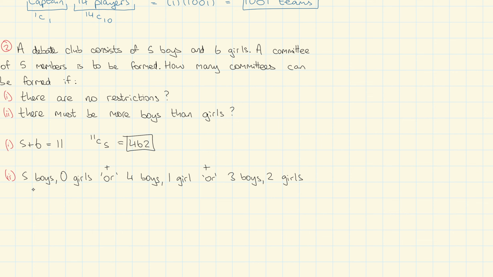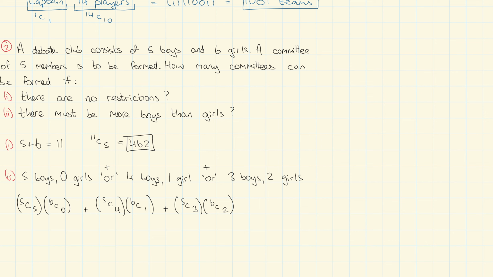So if we have 5 boys, in total we have 5 boys, so it'll be 5 choose 5. And then for 0 girls, there's 6 girls and we're choosing 0. Plus 5 boys, we choose 4 of them, and 6 girls, we choose 1. Plus 5 boys, we choose 3, and then 6 girls, and we choose 2.